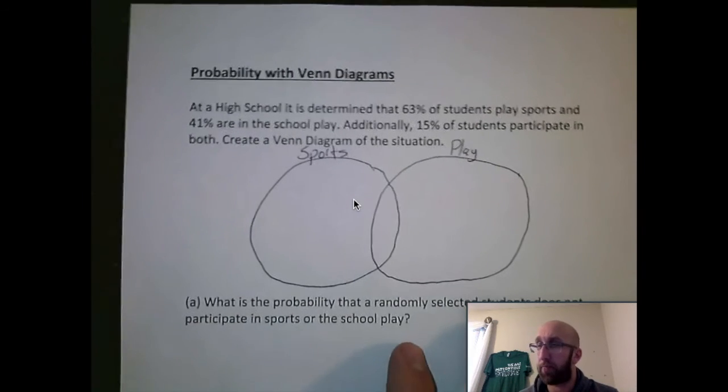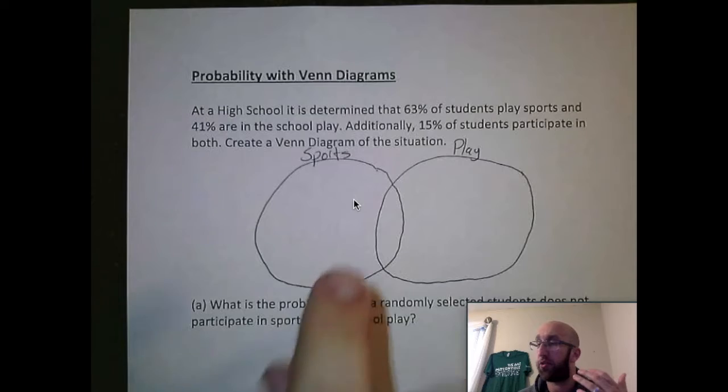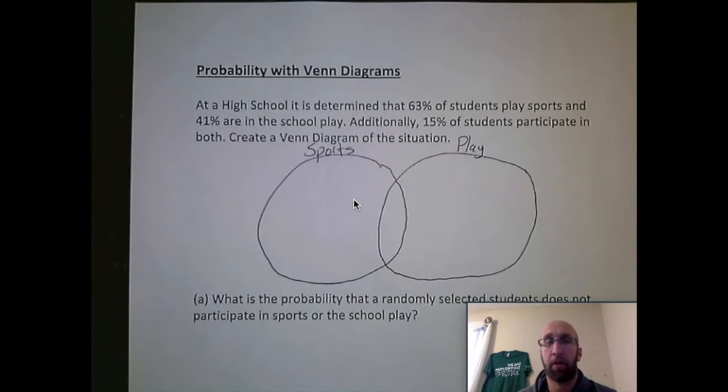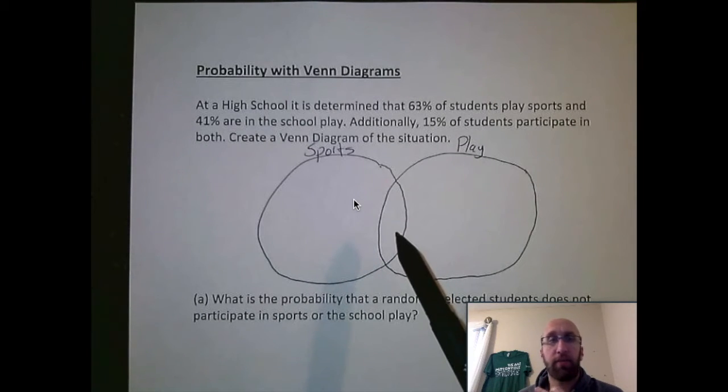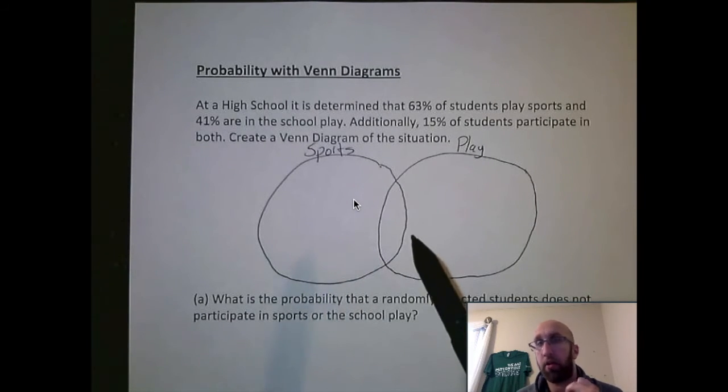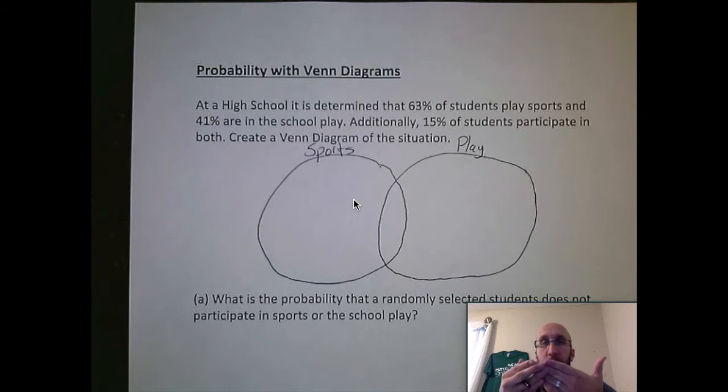When you're setting up your Venn diagram, the best way to do it is to start in the middle where there's overlap and work your way out. Let me use a little bit of vocab here. When you have overlap, these events are not disjoint. They're not mutually exclusive. It is possible to play sports and be in the school play at the same time. If there was no overlap, that's what you call mutually exclusive or disjoint.